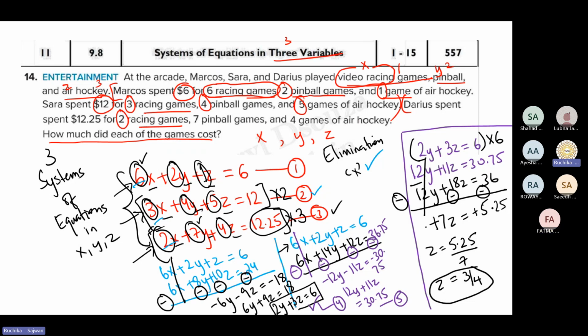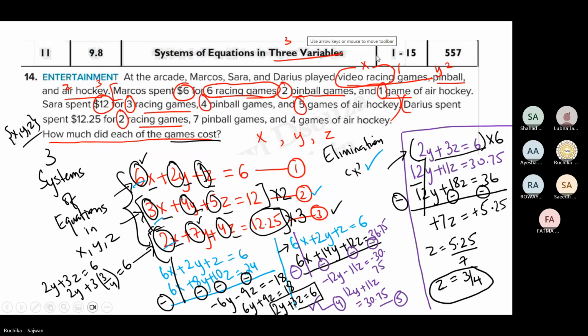So we are going to go back now in reverse order and get the other variables. So for putting the value of z, now we will use substitution. That is easy for this equation. So you will choose 2y plus 3z equal to 6. Put the value of z, get your y from here. So z is 3 by 4. Solve this, you will get your y. Then put the value of y and z in any of the equations which you find easy. I think you can put it in first or second, and then get your value of x. So the final answer would be your values of x, y, and z. That will give you the cost of each of the games.